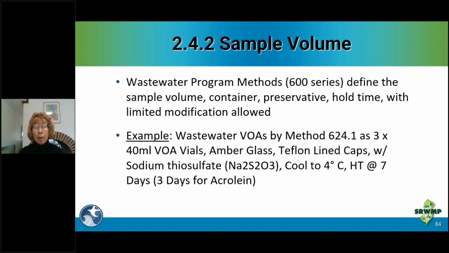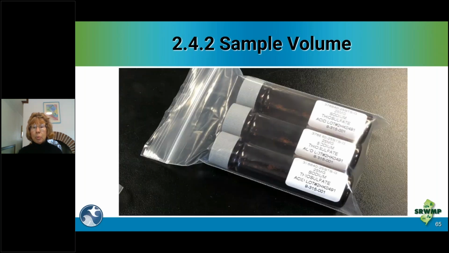Staying with our example of volatile organics collected in wastewater sample matrices by method 624.1, as 2 or 3 40 mL VOA vials, amber glass type with Teflon-lined caps, preserved with sodium thiosulfate, cooled to 4 degrees centigrade, hold time of 7 days, or 3 days for the acrolein analyte. Next slide. And here's what those containers look like. You'll see the sticker declaring the preservation for this container.